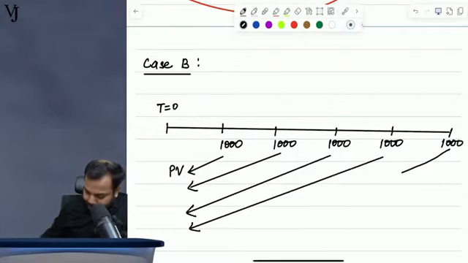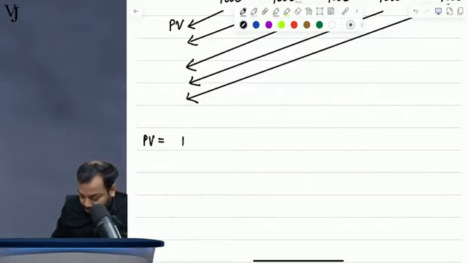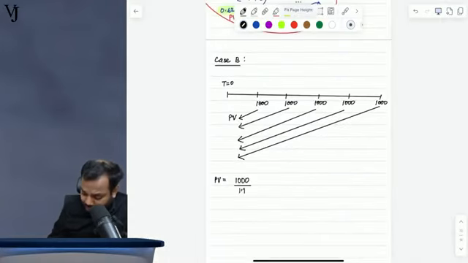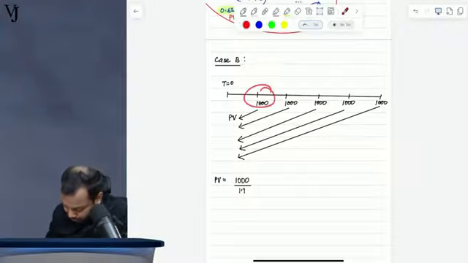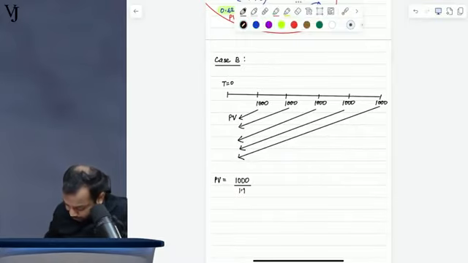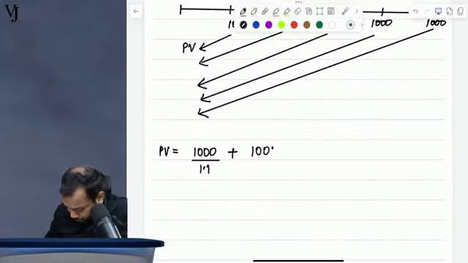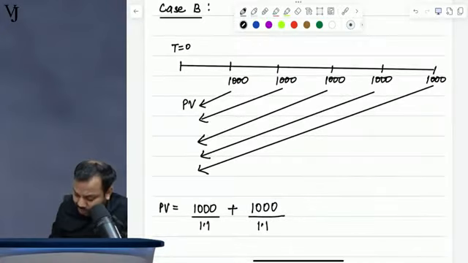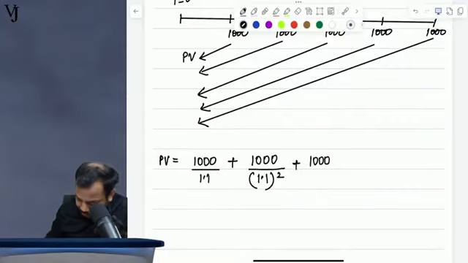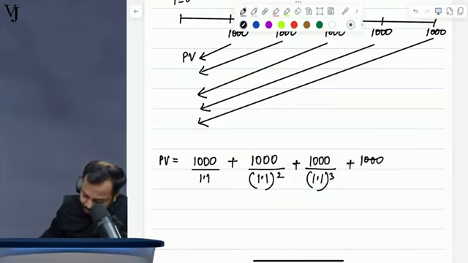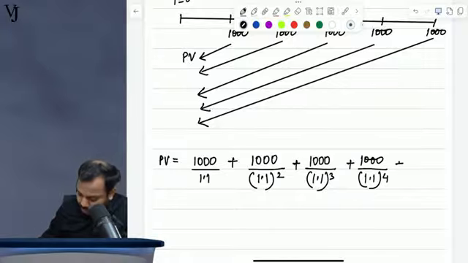Applying the same principle, present value is equal to 1,000 divided by 1.1 for this one, plus 1,000 divided by 1.1 to the power 2, plus 1,000 divided by 1.1 to the power 3, plus 1,000 divided by 1.1 to the power 4, plus 1,000 divided by 1.1 to the power 5.